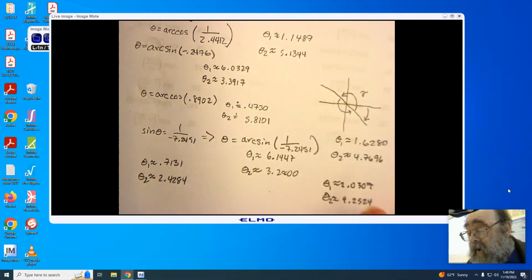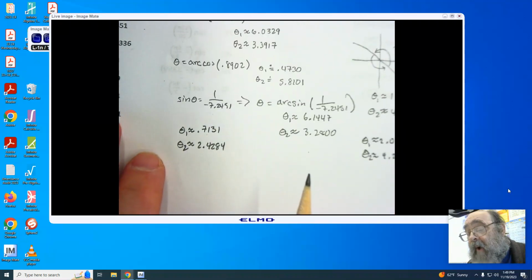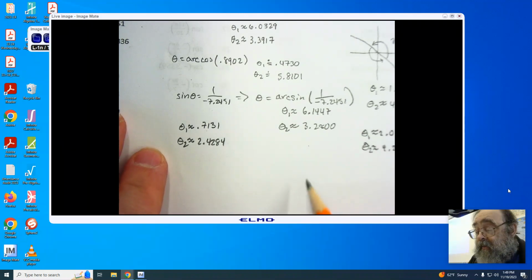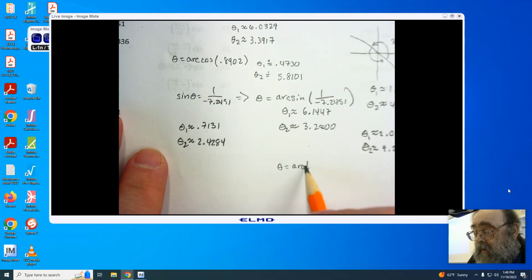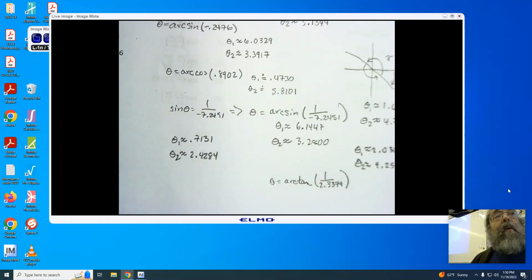All right, let's go ahead and go to the next one. The next one is going to give us a positive tangent. So we're going to do a positive cotangent, excuse me. So we're going to have theta equals the arc tangent of the reciprocal of this ratio. There we go. We're going to put this in.